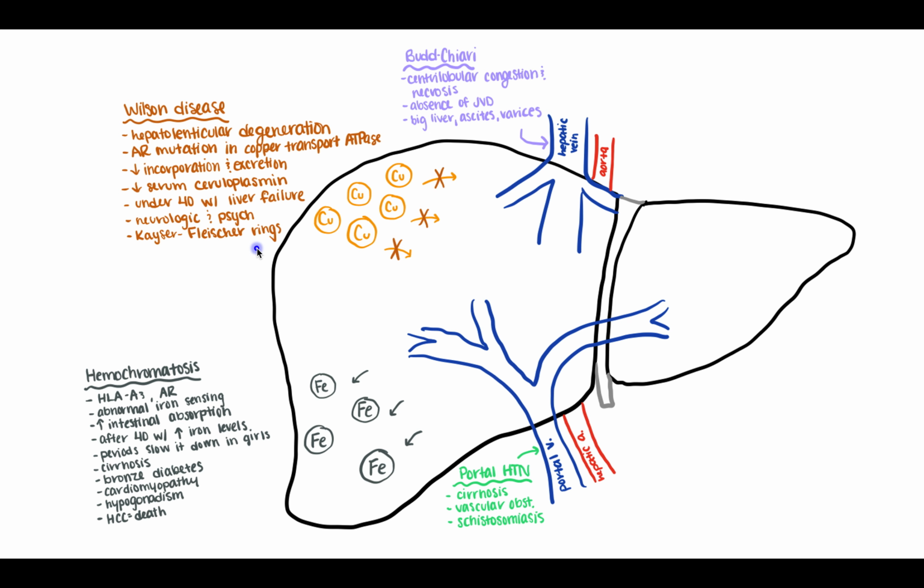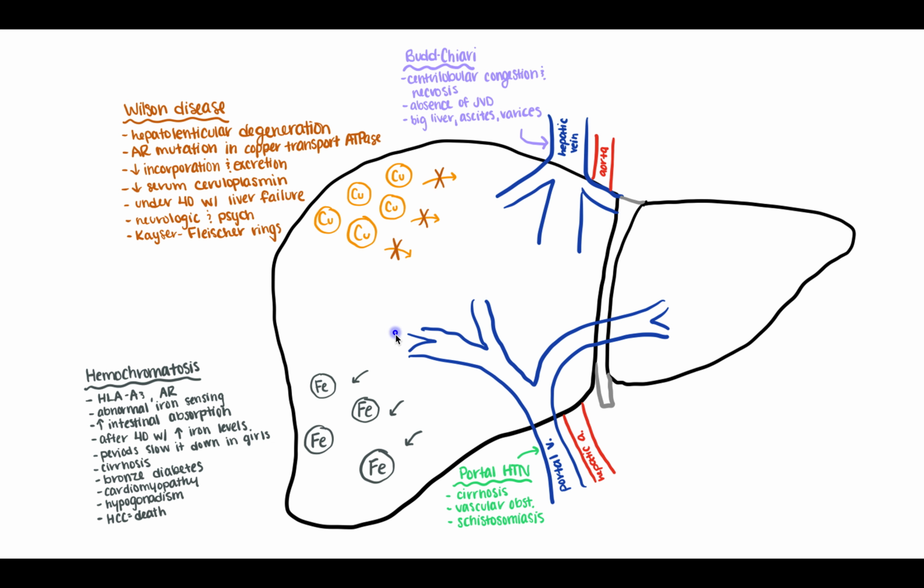but it's going to be somebody under 40 with this liver failure going on, and you would be able to see this Kaiser-Fleischer rings to help you figure out that this is a problem where you can't excrete the copper. So that's this X with the arrows going out. You can't get the copper out of your liver.